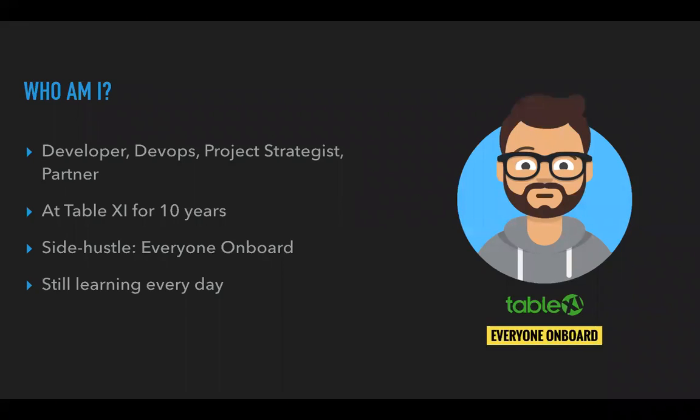Okay, so who am I? Well, John Gore is my name. I've done development, DevOps, project strategy, as well as a partner at TableXI for the last decade. I've also got a side hustle that's everyone on board. It's an app that connects people at a company for coffee chats, so you can get to know each other a little bit better. And I'm still learning every day, trying to pick up new frameworks, new technologies. So that's been quite a process.